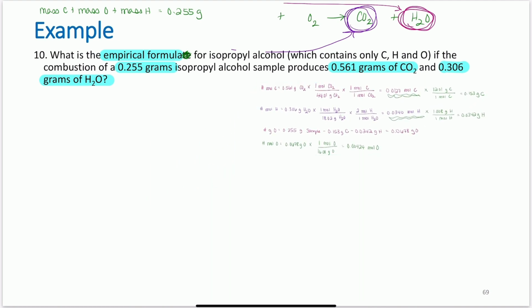And put that up there. But now I have moles of carbon, moles of hydrogen, and moles of oxygen. Now I can go ahead and do the mole ratio portion of the empirical formula calculation to find the overall formula. So for carbon, I have 0.0127 moles of carbon.